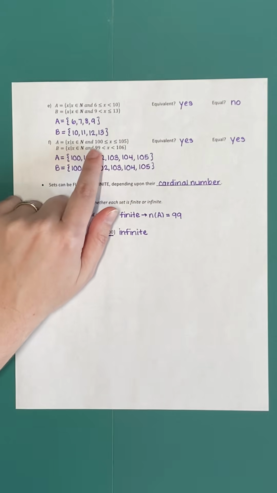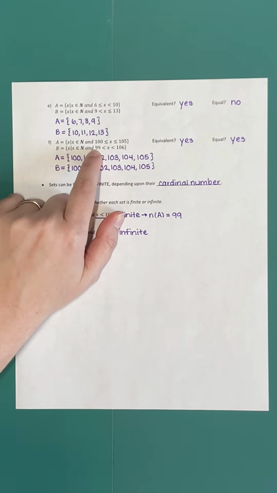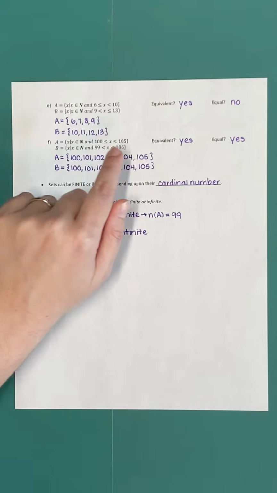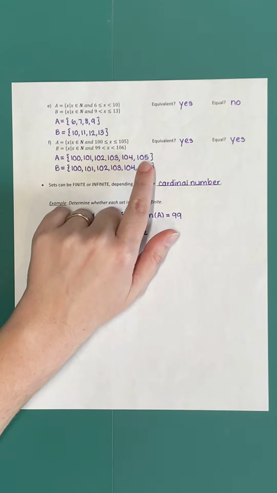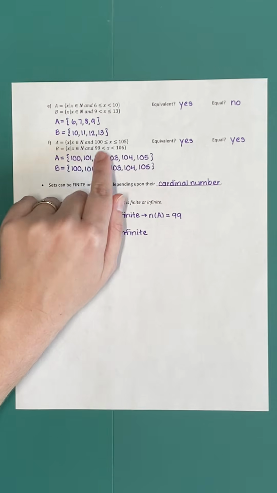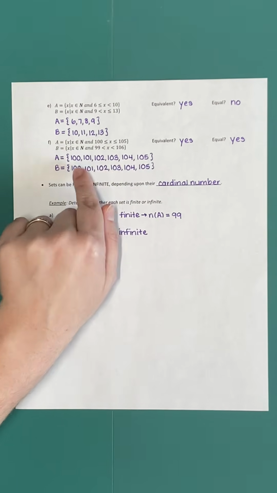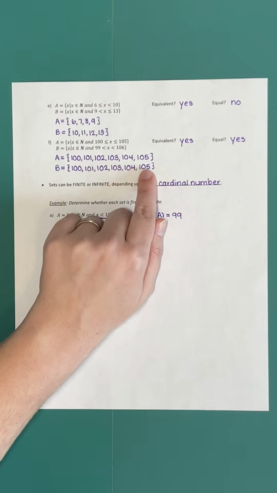Well, if it's a natural number, the next natural number after 99 is going to be 100. The next natural number that's before 106, that's smaller than that, is going to be 105. So we're looking at everything from 100 to 105 in terms of our counting numbers.